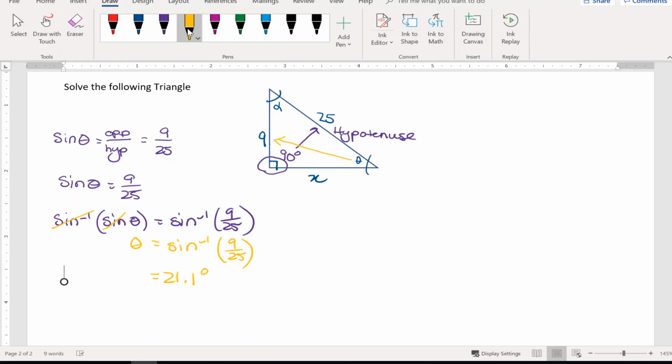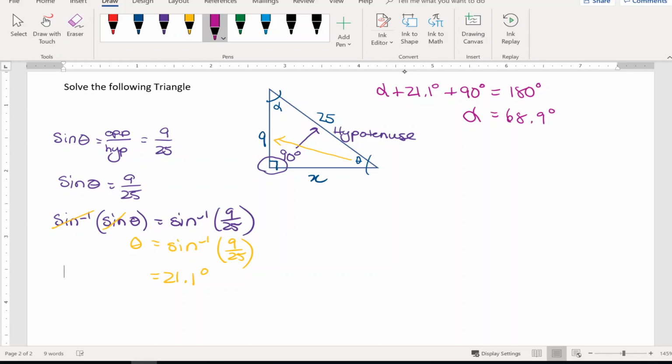21.1 degrees. Now we can easily find this angle here because we know that the angles in a triangle sum to 180 degrees. So we have our angle theta is 21.1 degrees, our right angle, which is 90 degrees, and we know that this has to sum to 180 degrees. And so solving for alpha, that gives us 68.9 degrees. So now we have all 3 angles, but we don't have all 3 sides yet.